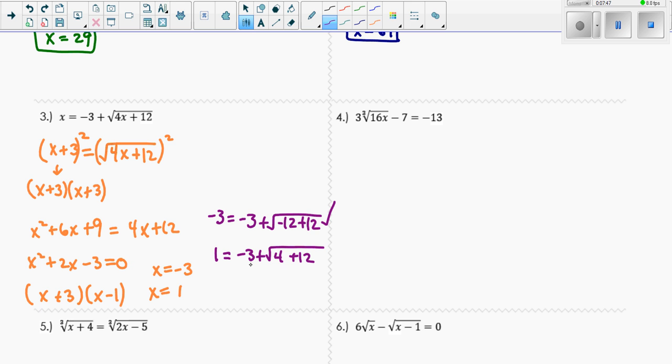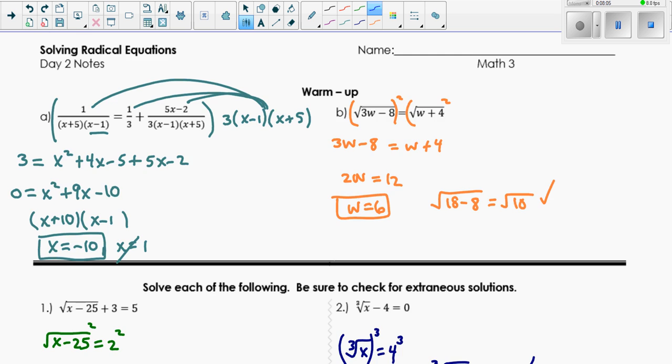It works. And the other gives you 16, whose square root is 4. -3 plus 4 is 1, so that works too. So both of those are my solutions. They both satisfy the equation. Alright. This would be a good one for you guys to try on your own. Unpause it, check your answer, but get your radical by itself.